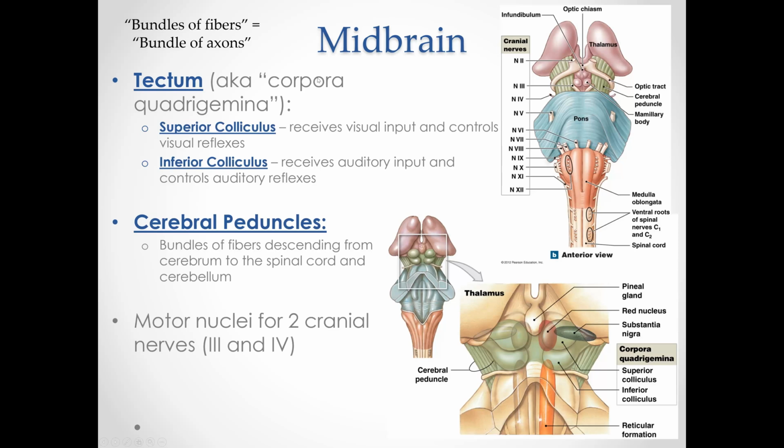The midbrain also contains the motor nuclei for two of the cranial nerves. So cranial nerves number 3 and 4. The first two cranial nerves are actually part of two of your sense organs. Cranial nerve 1 is part of your eyes, and cranial nerve 2 is part of your nose.